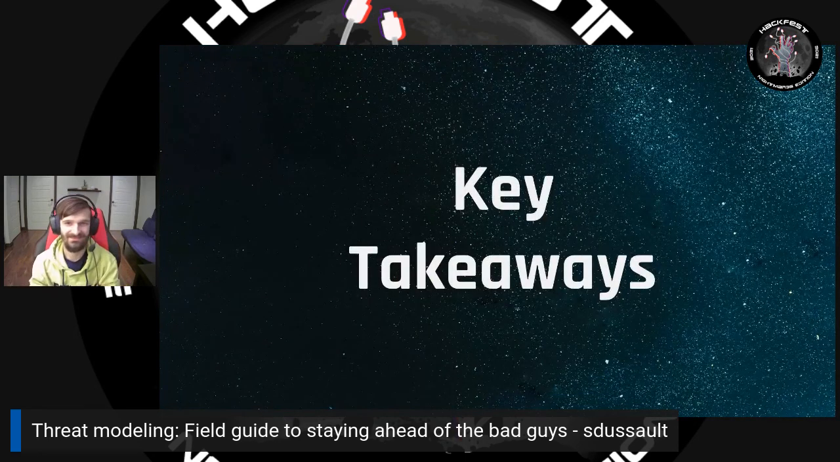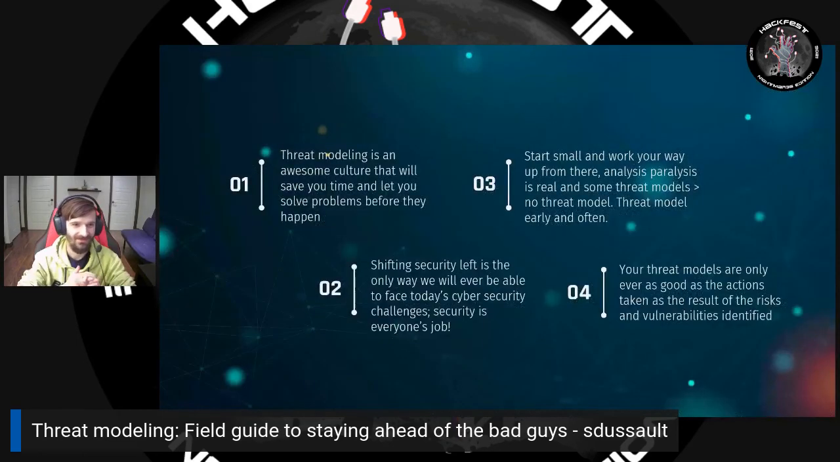All right, then, key takeaways, really quick, because I see that we're coming up on time. There's basically 4 of them. First one would be that threat modeling is an awesome culture that will save you time and let you solve problems before they happen. I think this one doesn't really need any explanations. Shifting security left is the only way we will ever be able to face today's cybersecurity challenge. Security is everyone's job. You can't just delegate everything to your security team and hope for the best. We all need to talk together.